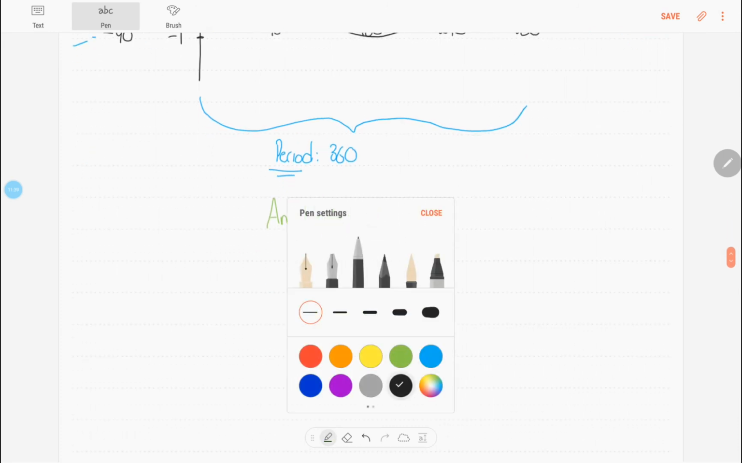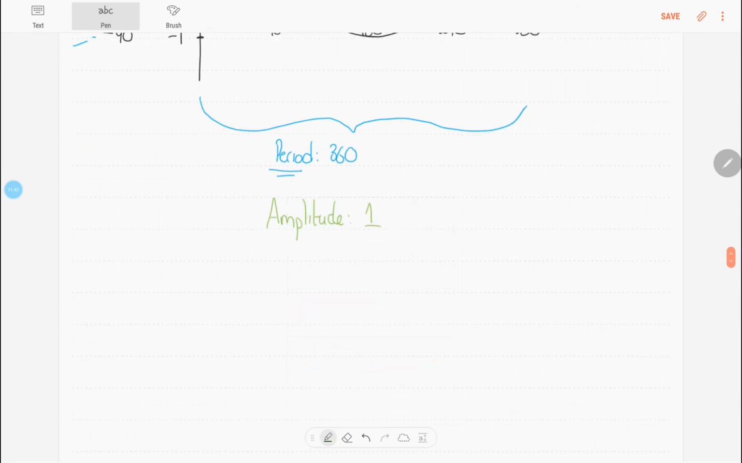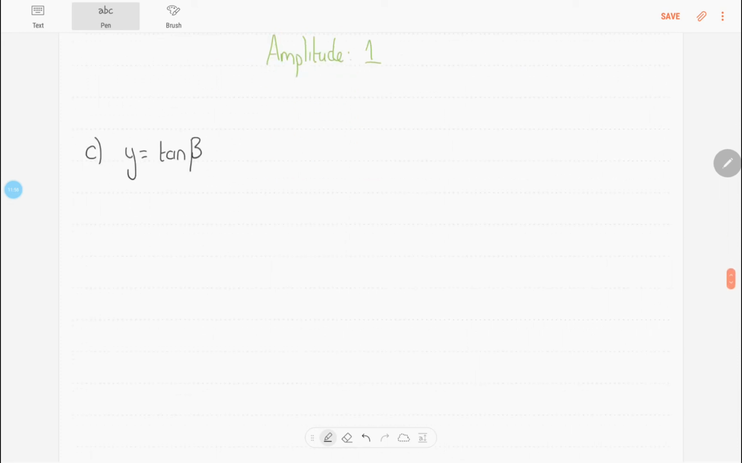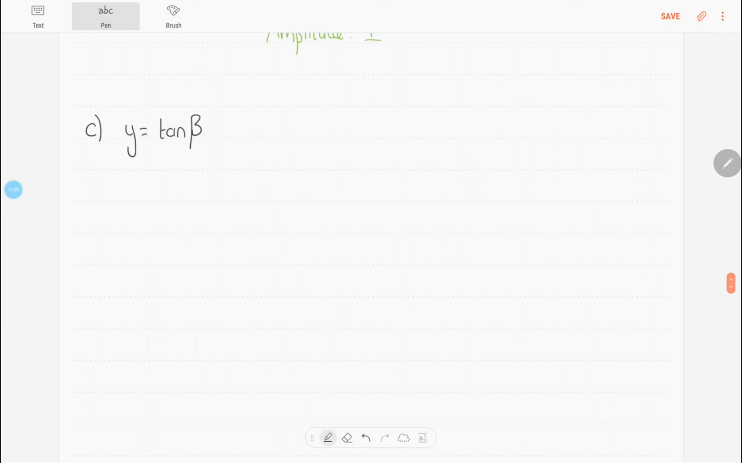Okay, so we're going to look now at our tan. Our tan graph, y is equal to tan, and just for the sake of variety, I'm going to call this beta. Nothing changes, right? If it's theta, if it's beta, anything, it's exactly the same. So same as before, we draw in our two axes. Our tan graph is quite different, but same as before, we divide it in equal spacings of 90 degrees.